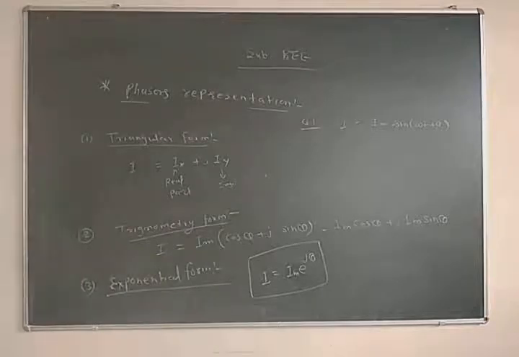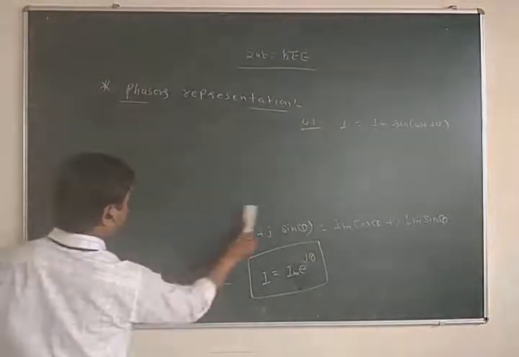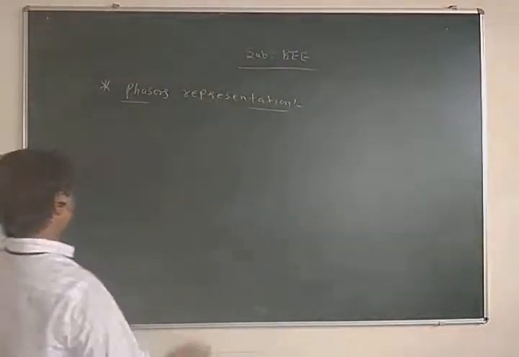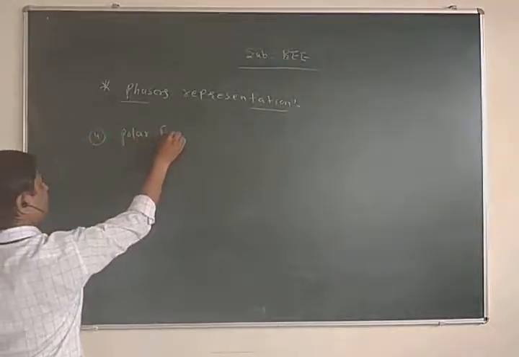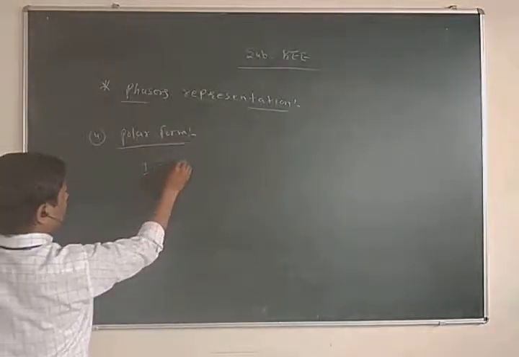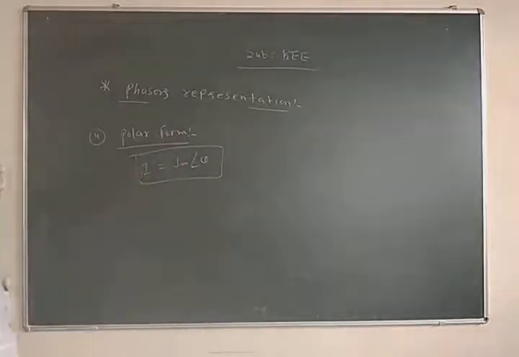And the last is polar form. In polar form, we write I is equal to Im at angle theta. This is the representation of polar form. So in this way, phasors can be represented in rectangular form, trigonometric form, exponential form, and polar form.